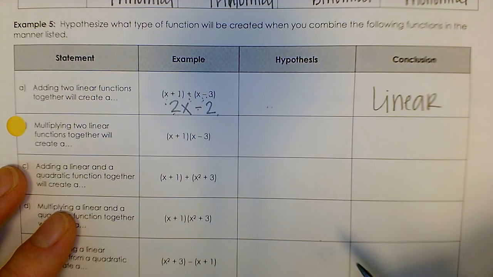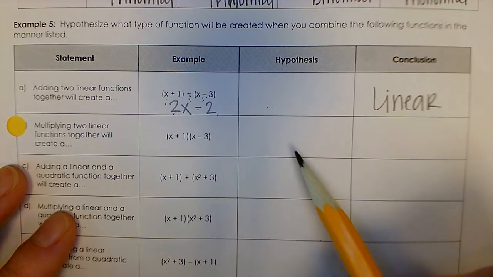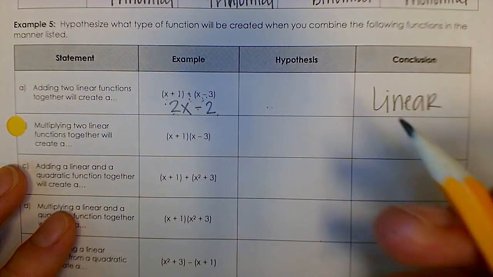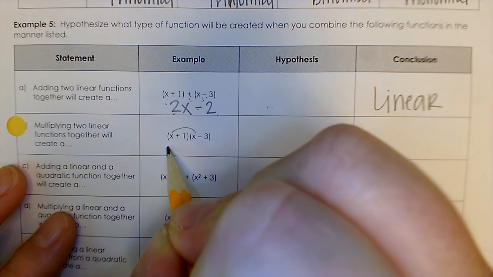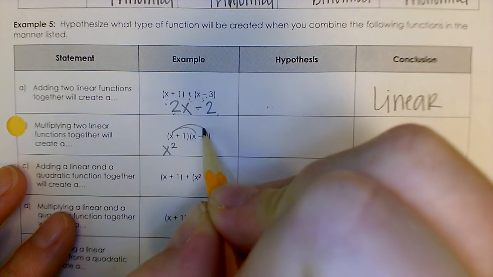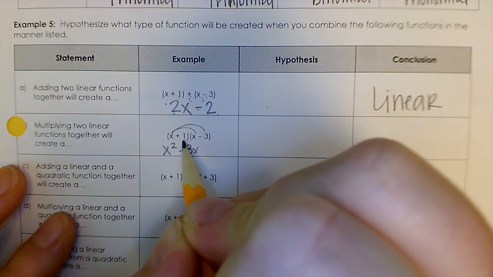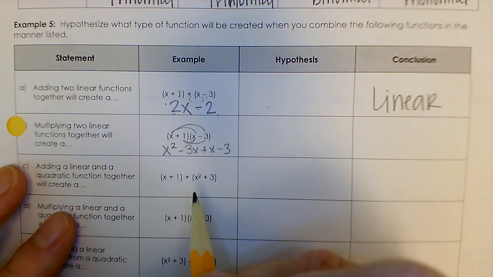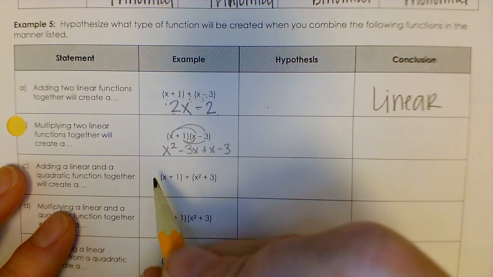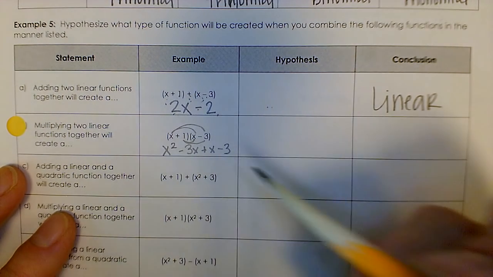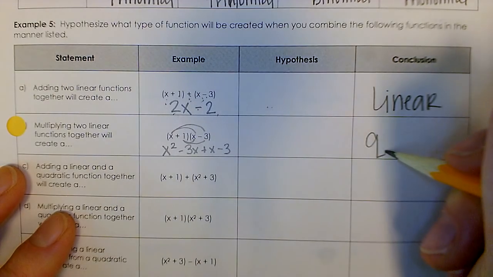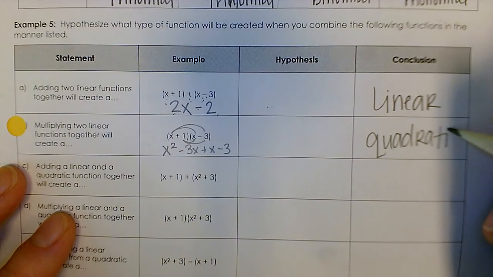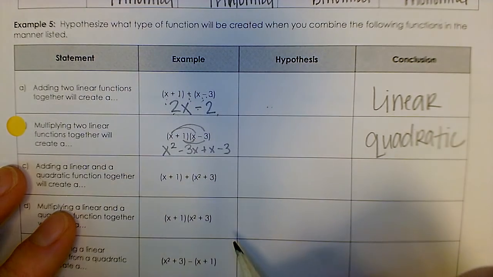What if you multiply two things? What do you think is going to happen if you multiply? What kind of function do you think? Write that here. What kind of function do you think you're going to get? Okay, let's try it out. x squared, remember you're foiling, minus 3x plus x minus 3. You can combine your like terms, but just looking at it, what type of function is this? It's quadratic. It's quadratic because it has the x squared as the highest exponent.